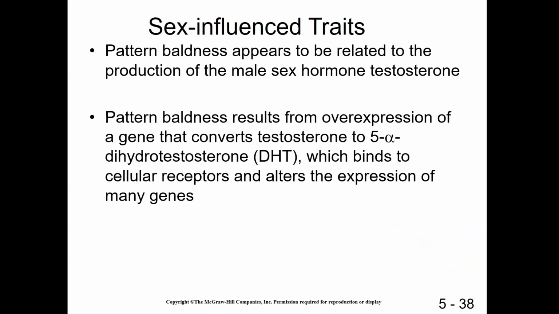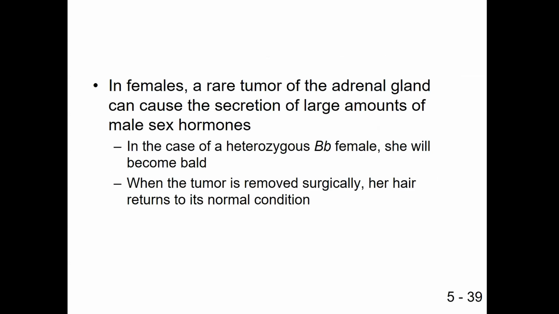So pattern baldness appears to be related to androgens or the male sex hormone testosterone. Pattern baldness comes from the overexpression of the gene that converts testosterone from its substrate into testosterone. And it turns out that testosterone can be highly poisonous to hair cells. Let's just put it that way. So this gene also binds to receptors on other cells. And so what that does is it produces baldness in individuals.